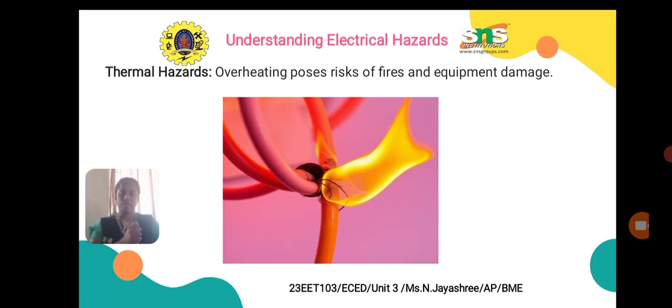Thermal hazards. Overheating poses risks of fires and equipment damage. This is what thermal hazards are. If you connect these two wires, when you are joining them they undergo an overheating process, with the risk of fires, and this causes the equipment to be damaged.